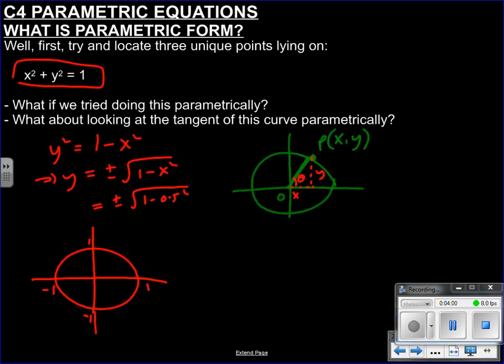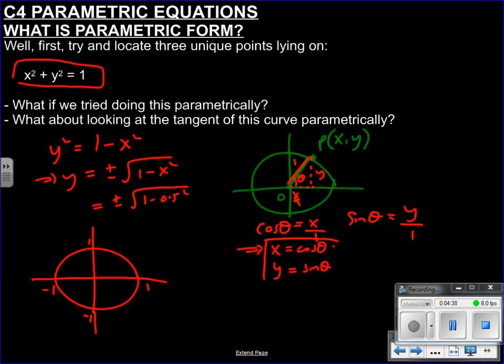So I could describe, if this was length 1, so that radius is length 1 in this case, isn't it? I could describe x in another way, couldn't I? Because I know that cos theta through SOHCAHTOA is x, the adjacent, over the hypotenuse 1. Yeah? And therefore x is cos theta. Y, if we go sine, y equals opposite, that's y over hypotenuse, that's 1. And therefore y must be sine theta.